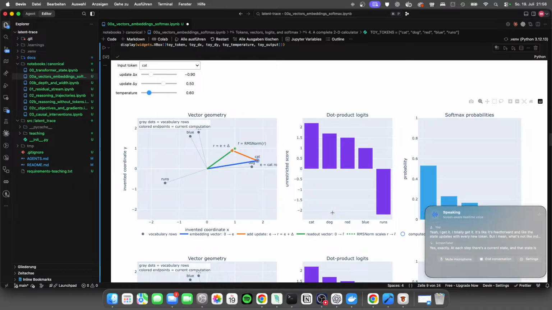Yes, exactly. At each step, there's a current state, and that state is what gets fed into the output head to produce logits. The whole sequence length just determines how that state evolved. And yes, if you end up with the same final state and the same model weights, you'll get the same logits. So your intuition is right. You're navigating to a position in latent space, and the output is a deterministic readout from that position.